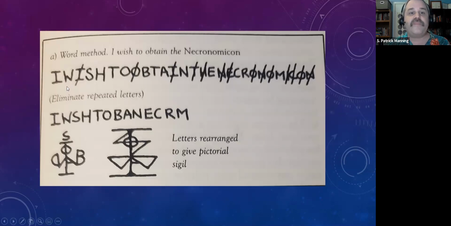But you write out the statement of your intent. I wish to obtain the Necronomicon. This is a poor statement of intent, which I'll go into later. You eliminate, as he's done, all of the repeated letters. Some sorcerers will recommend that you also remove all of the vowels. I was never quite sure why, but that was the thing that was suggested. So you have a condensed version that you can kind of see the initial intent in, but not really.